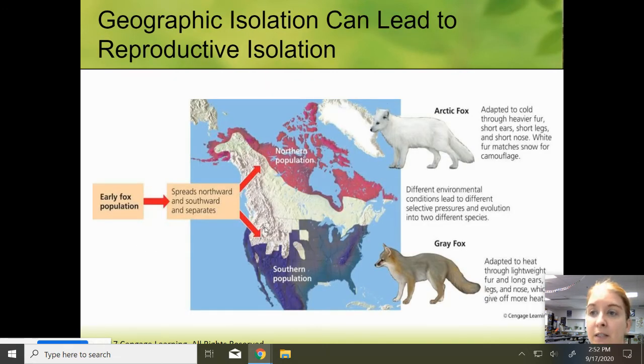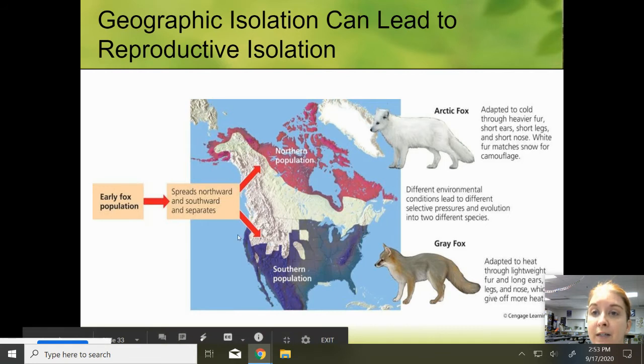So we had a fox. Think of the foxes we have around here are more red, but when they went north, then we end up with the Arctic fox. So it adapted to the cold. It's got heavier fur, shorter ears, short legs, and a short nose that helps it compact and keep heat. And then the white fur to help with camouflage. The gray fox, a little bit lower, adapts to the heat through lightweight fur and long ears, legs, and nose, which give off more heat. So they had an early fox population that went in these two directions. Similar, but different enough to be different species.